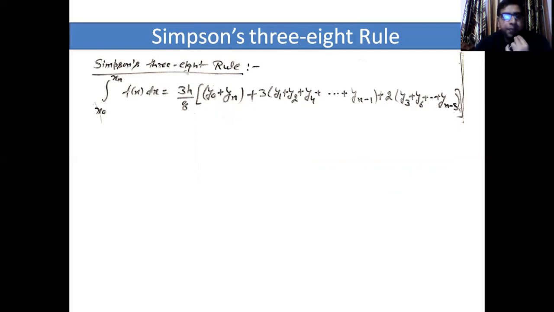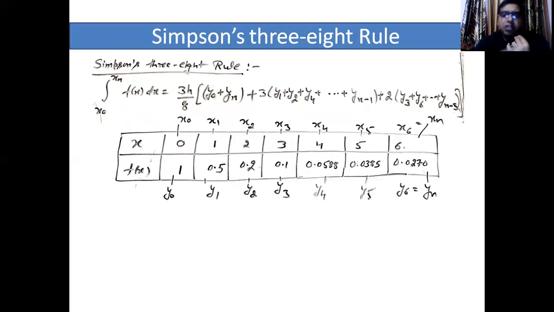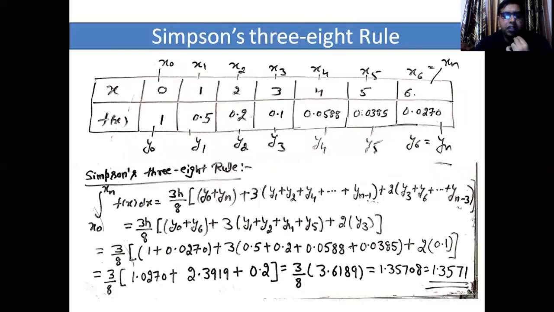Now the same question, x naught, y naught, x1, y1 and xn, yn. The formula for this question: y naught is y naught, yn is y6. 3 is multiplied by the suffixes which are not a multiple of 3, that is y1, y2, y4 and y5. And 2 is multiplied by the suffix y3.